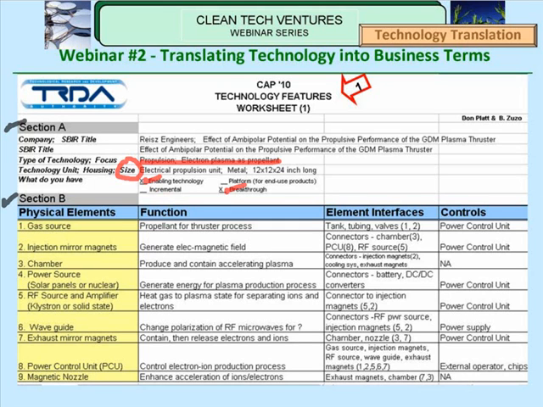In order to better understand it, we're going to take a look at the physical elements involved in the technology. We're going to take a look at what the function of each is, at what elements interface with this physical element, and then are there any controls necessary for this mini system. I'm going to only point out two of these for you. I'm going to point out the chamber itself. And notice these numbers 1, 2, 3, 4, etc. These numbers are correlated with the diagram that we'll see later.